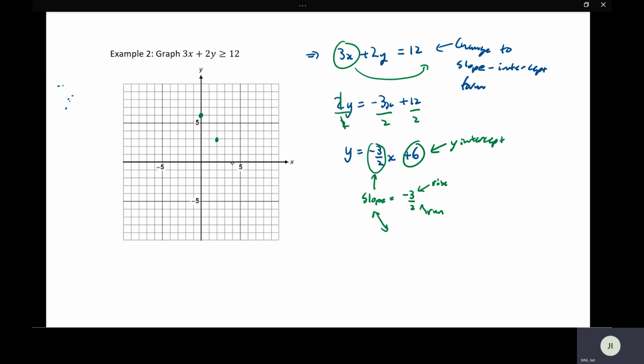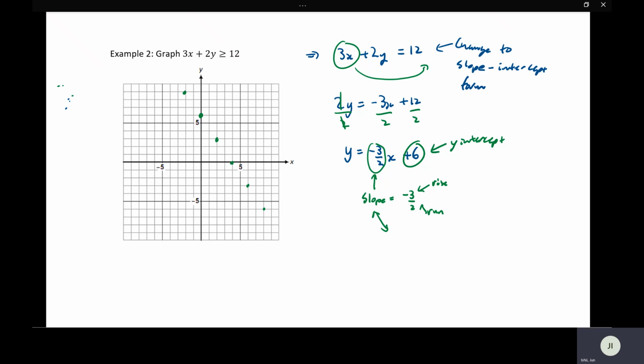I'll go down 3 and right 2 again. Let's do it a few more times. Down 3 and right 2, and all the points should line up in a line. I can also go up 3 and left 2. Cool. All right, so there's the line.